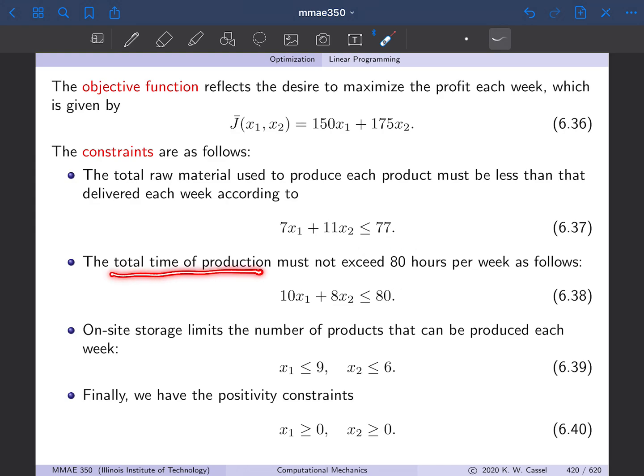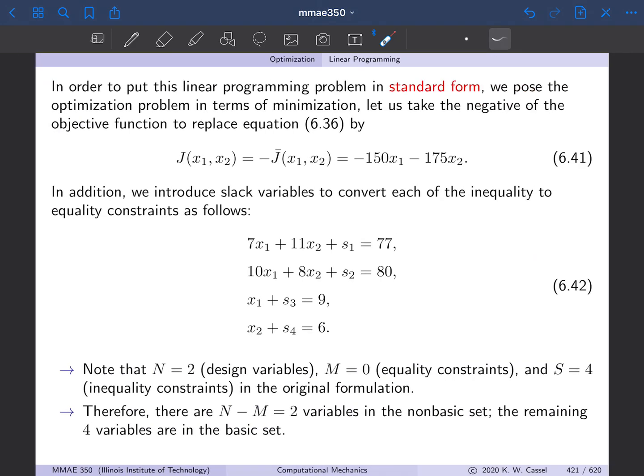The total time of production can't exceed 80 hours per week. So that's 10 hours to make product 1 plus 8 hours to make product 2 has to be less than 80, the total number of hours per week. In terms of storage, we can't store more than 9 of product A or 6 of product B. So x1 is less than or equal to 9, x2 is less than or equal to 6. And then finally, we have our positivity constraints. x1 and x2 obviously have to be greater than 0. We can't make a negative number of products.